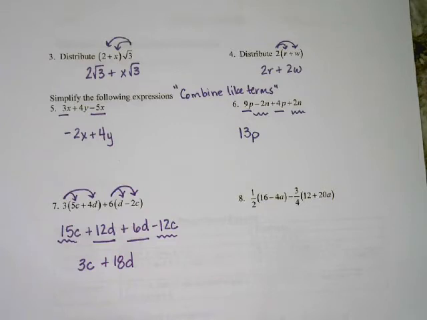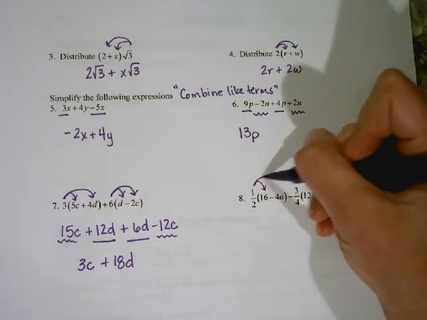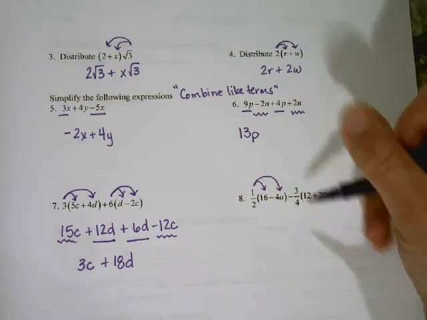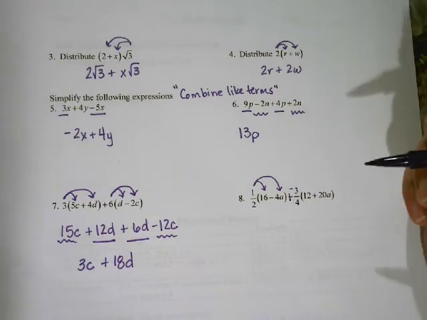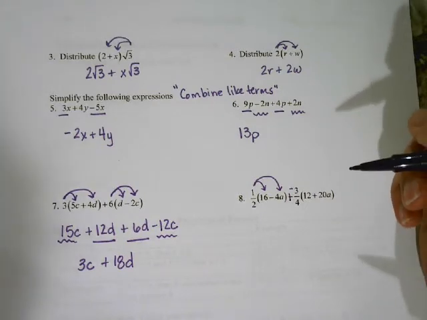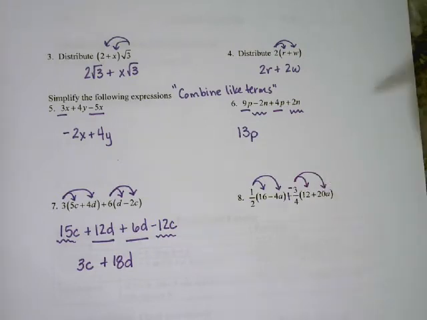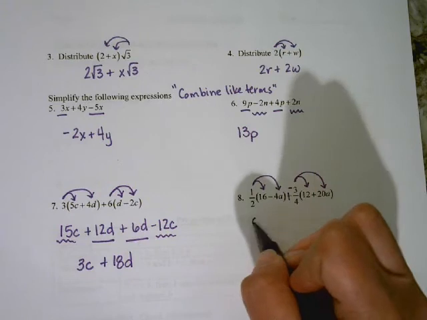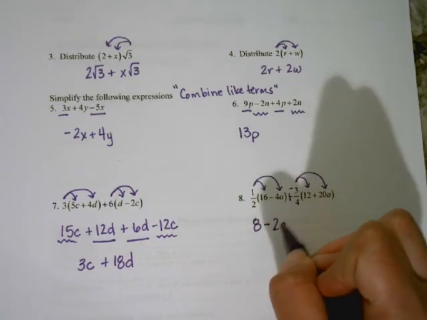All right, number 8, last one. Just be very careful with this one, because as you notice, I have to distribute a fraction. Now the 1/2 isn't too bad, but when I distribute the fraction for this guy, it's a negative 3/4. So I'm going to flip the sign and give it to the negative 3, just so that I remember to distribute the negative to both of them. All right, so 1/2 times 16. Half of 16 is 8. 1/2 times a negative 4a gives me minus 2a.